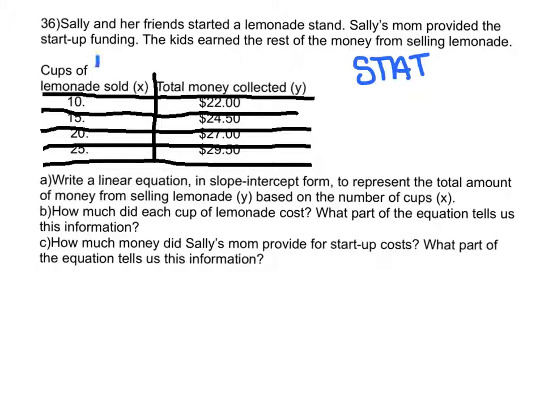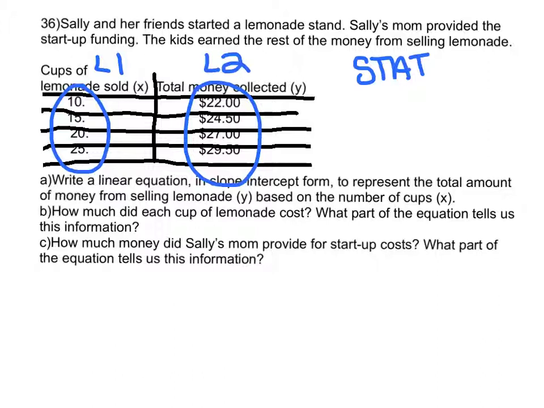In list 1, I want you to enter all of these numbers, 10, 15, 20, and 25. Then in L2, I want you to enter in all of this money. Pause the video while you do that. Ask me questions if you're having trouble at this point.